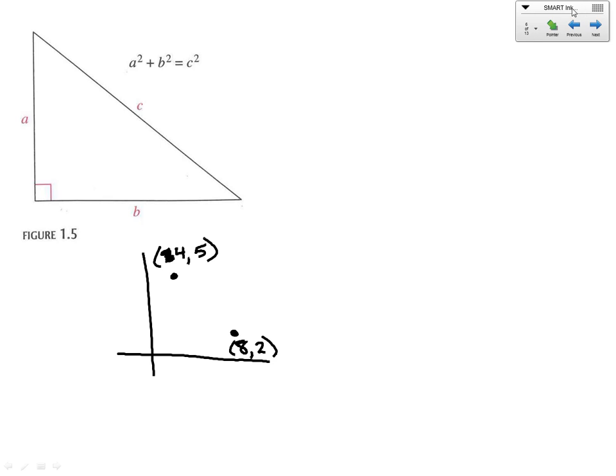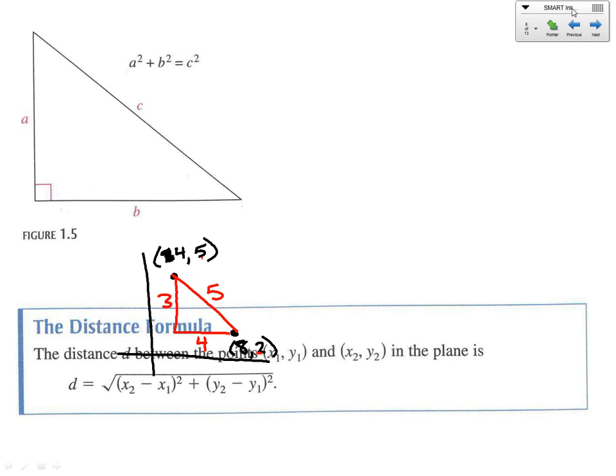Well, one thing you could do is create a right triangle between them. How far have we moved sideways? From 4 to 8 is 4. How far have we moved up and down? From 2 to 5, we've gone up 3. Right away we know that the distance is going to be 5. That's the distance formula, and it's also expressed right here in terms of the points.